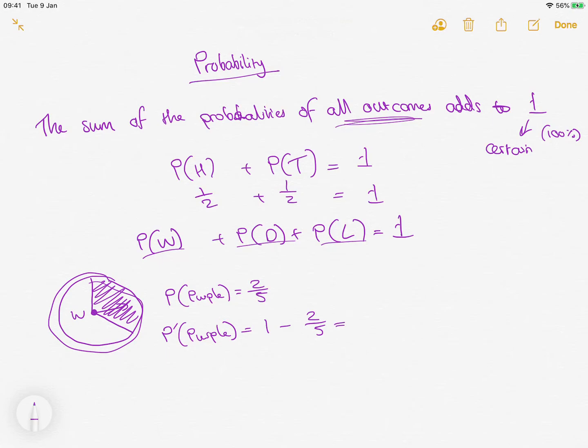So I can get what the probability of not purple, or equally the probability of landing on white, would be 3/5. I could also do this as a decimal, because 2/5 is the same as 0.4, so I could work that out by doing 1 take away 0.4, which is 0.6, which is the same as 3/5. So there's a few examples.